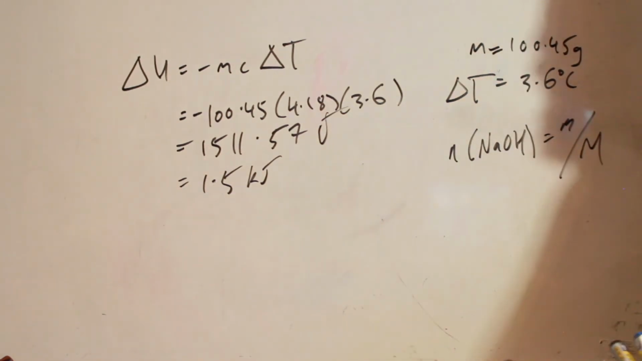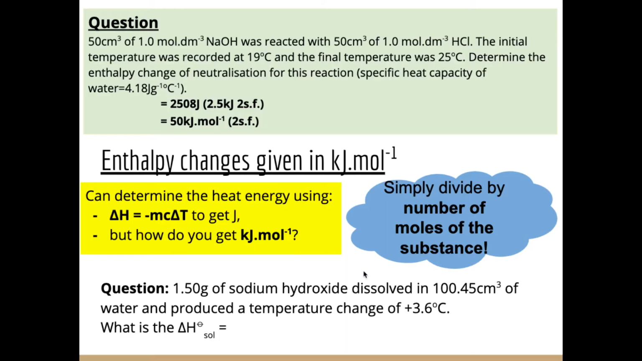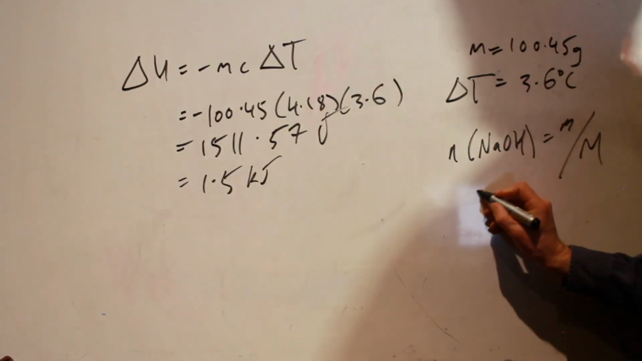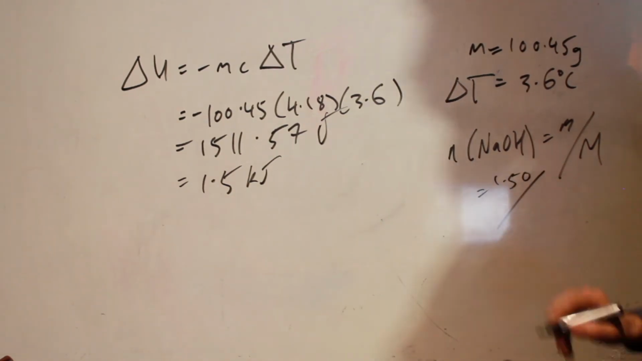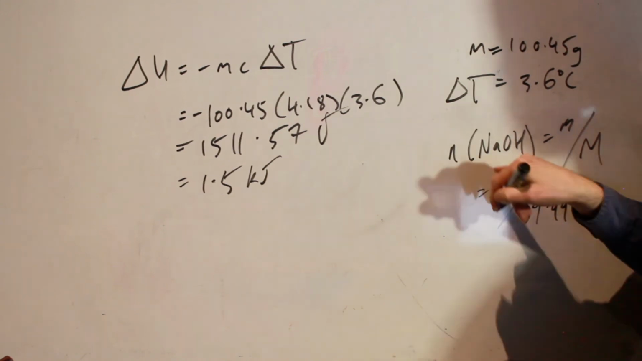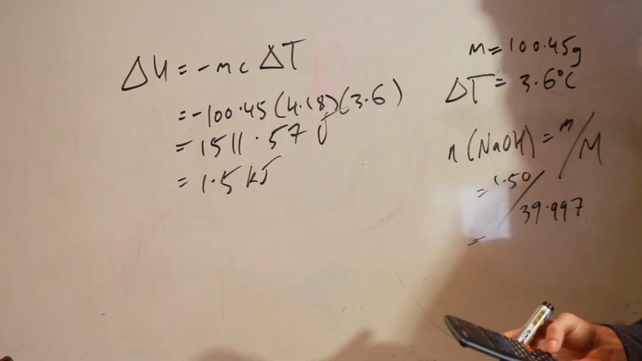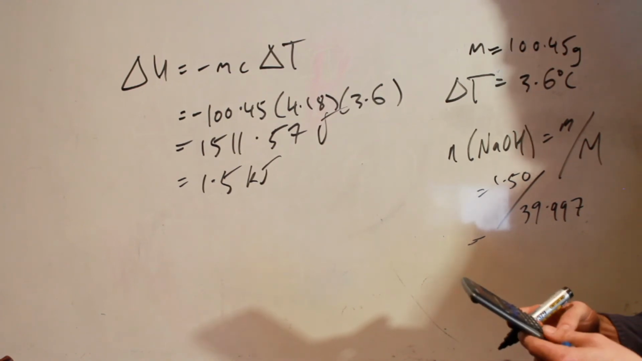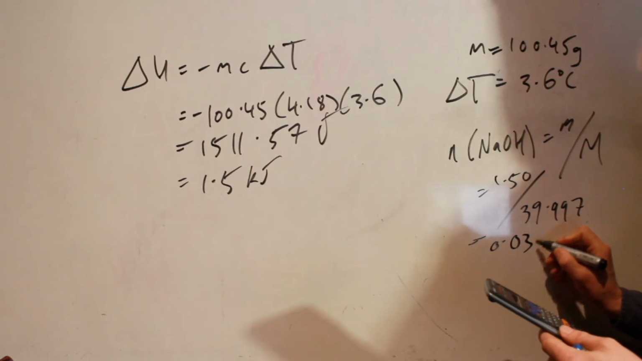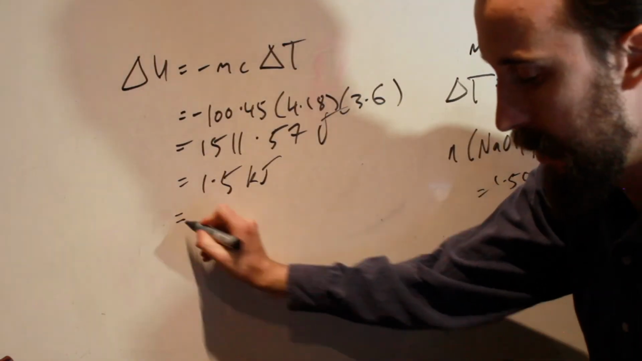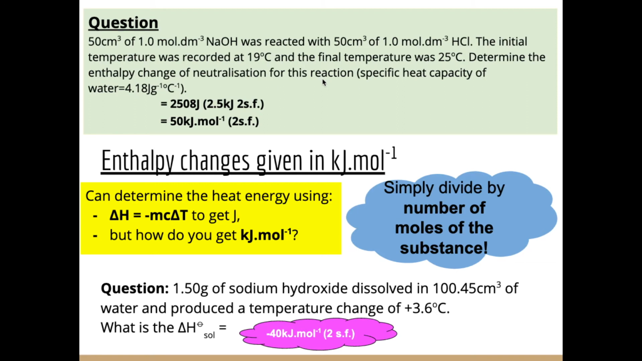That's equal to the mass divided by the molar mass. Now we've got the mass of sodium hydroxide here, 1.50 grams, divide that by the molar mass of sodium hydroxide, 39.997. We can get that from the periodic table, molar mass of sodium plus oxygen plus hydrogen. Put all of that on my calculator together, and we get 0.038 moles. Then if I get 1.5 and divide that by my answer, I should get an answer of minus 40 kilojoules per mole, which is indeed what I have on my calculator. Excellent.